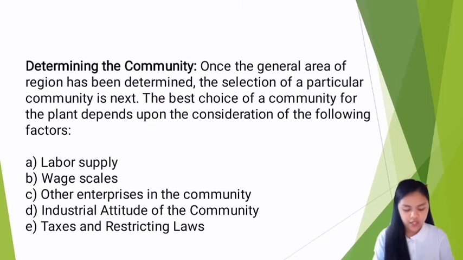So third is the other industries in the community. Oftentimes, competing or complementary enterprises in a community influence the decision on the selection of a plant site. Competing industries may drain the supply of certain types of labor skills, with the result that these industries become competitive with each other. With such conditions existing, that place is therefore not a good site for the business.